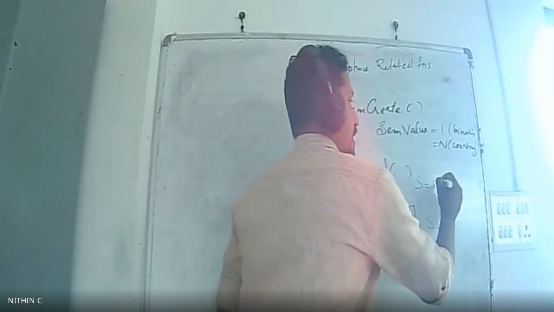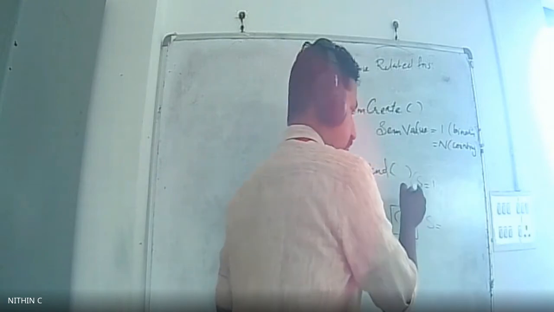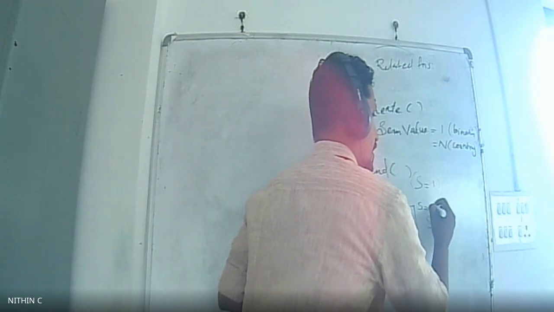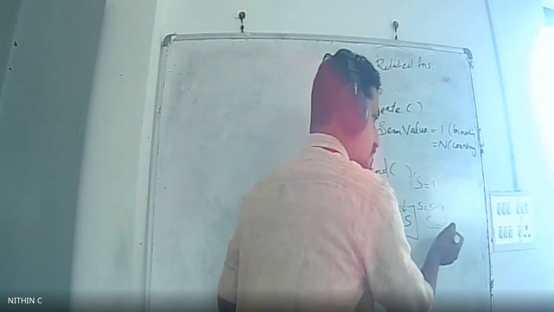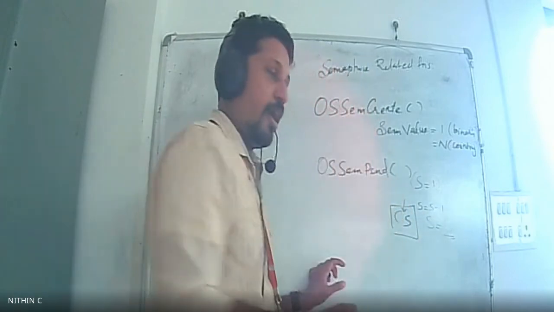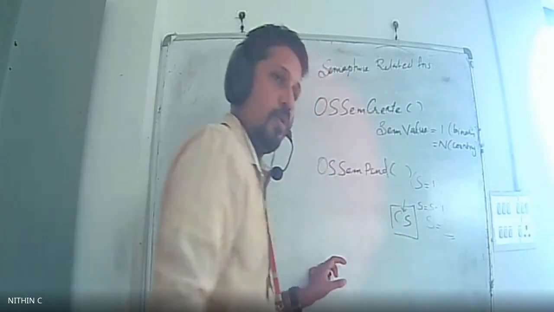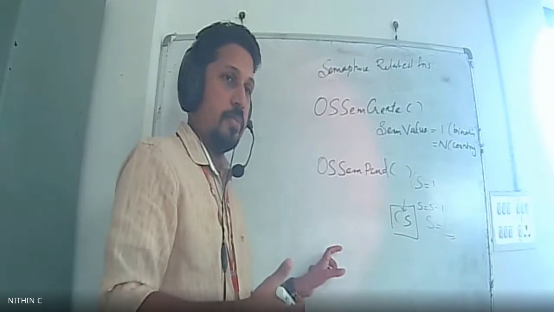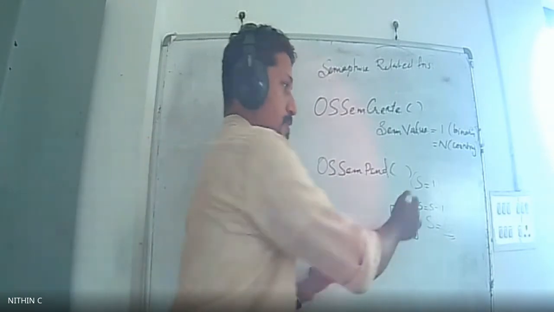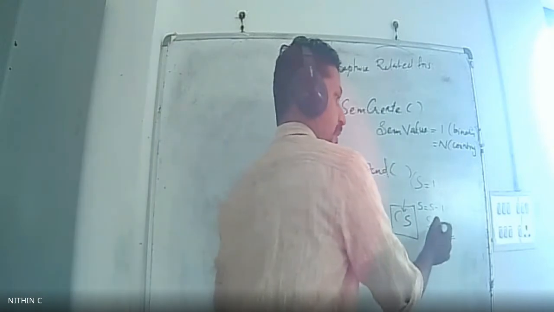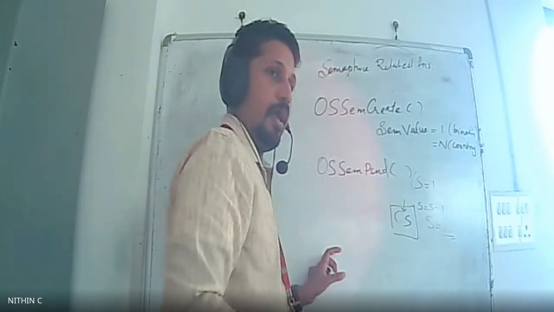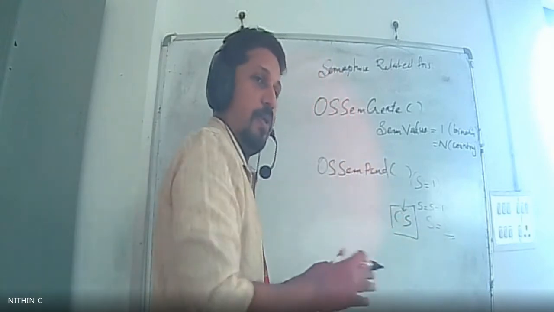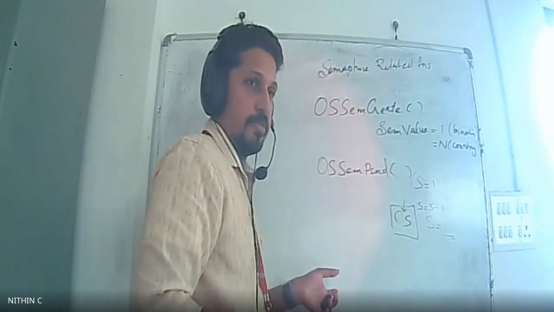That is, the S value is initialized as 1, and when a particular process is trying to enter the critical section, S is equal to S minus 1. That is, its value becomes 0. And when S is equal to 0, no other process or task can enter that critical section. Right? When a process is accessing the critical section, the value of S will be 0, and when S is equal to 0, no other process will be able to enter that critical section.